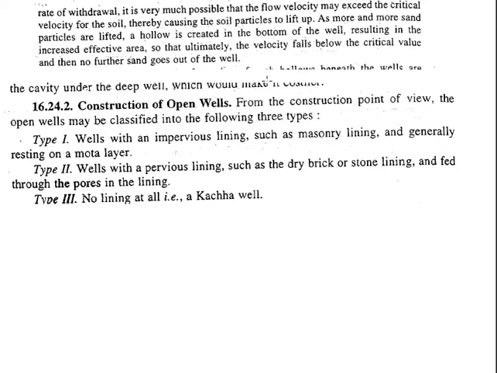Moreover, if you want to construct such open wells, we have basically three types. First is the impervious lining, where the wells are mainly constructed using masonry lining with a proper mortar layer. Next is the pervious lining, where we use dry brick or stone masonry, but it won't be an impervious layer. And the last one is the kacha well, which is the most economical type of well.